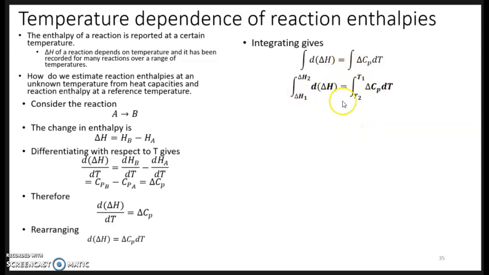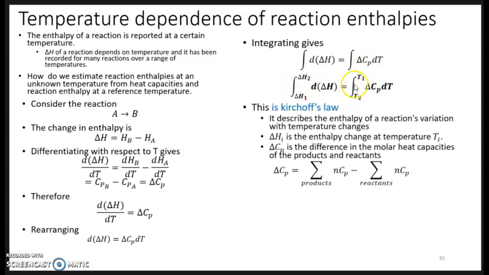Depending on the expression for delta Cp, whether it's constant over the range of temperature or not, it can come out of the integral. Now this expression is called Kirchhoff's law. It describes the variation of the enthalpy of a reaction with temperature. Delta H1 is the enthalpy at temperature T1, which is usually the reference temperature, and delta H2 is the unknown enthalpy at temperature T2. That's the one we're trying to determine.